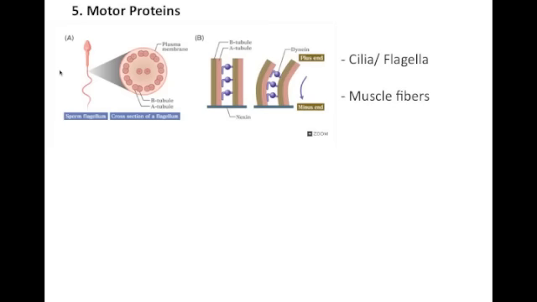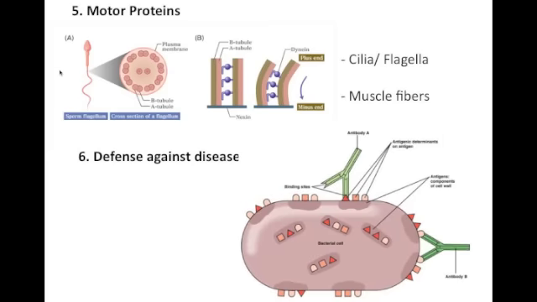The sixth function of proteins is defense against disease. The example of this is an antibody. Here's a picture of a bacterial cell, and you can see on the surface there are all these different shapes. Those are proteins on the bacteria. Your body will recognize those as not being your cell, and so it will make this Y-shaped protein called an antibody.